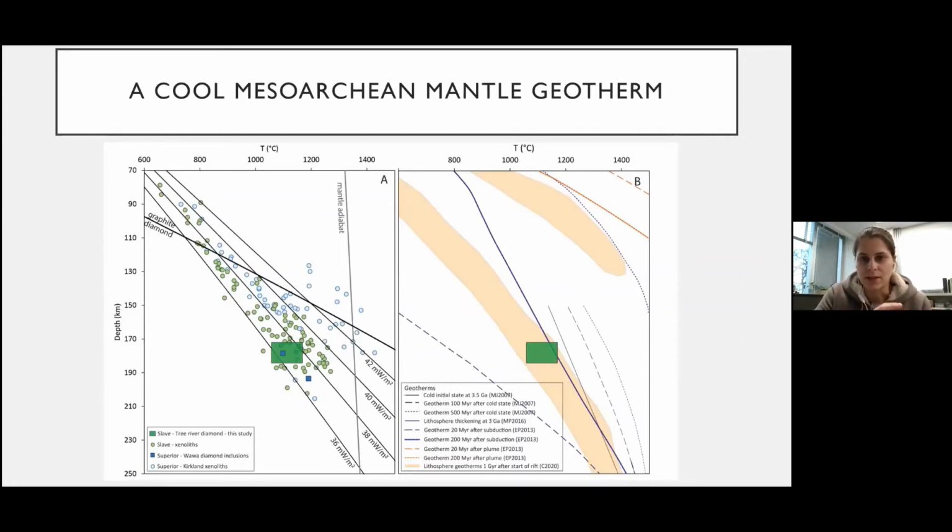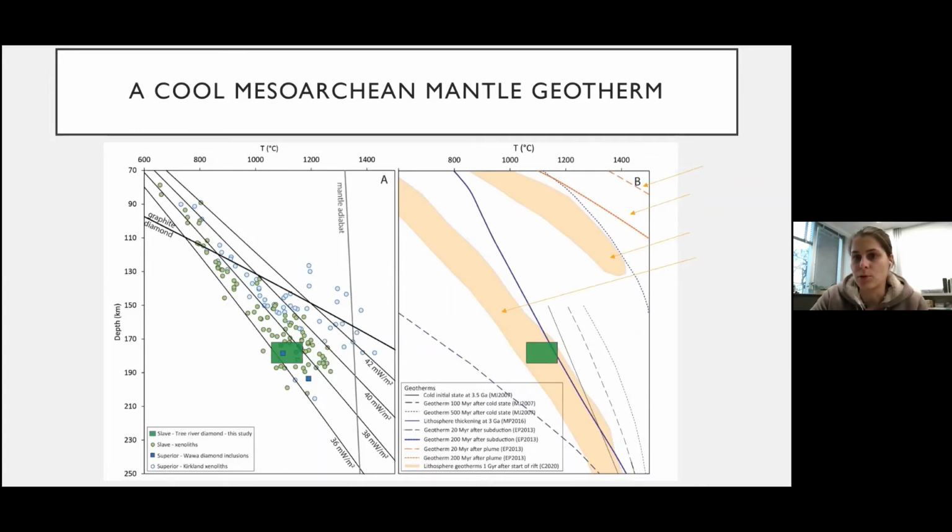And because we had relatively little time to form this Proterozoic root with this really cold geotherm, that constrains that we must have had quite a quick and rapid formation of the root. And this has implications for how this root was formed. On the diagram on the right over here, we have plotted various models from previous literature studies. As you can see in the orange, these are all geotherms from hot initial state models.